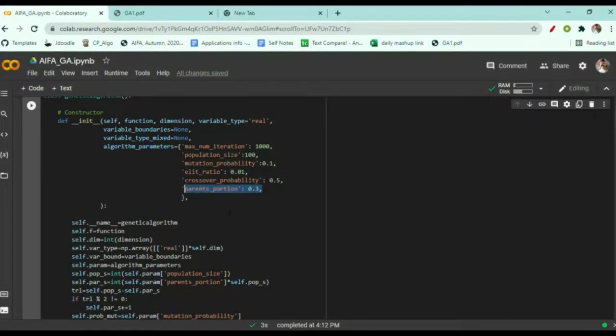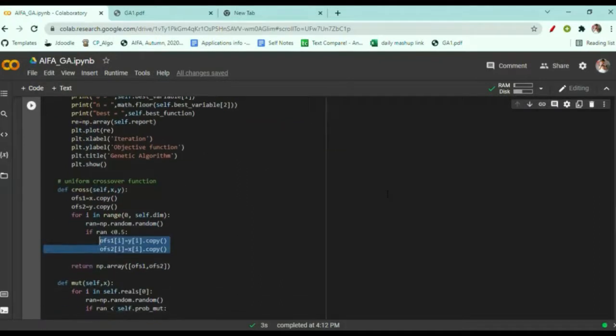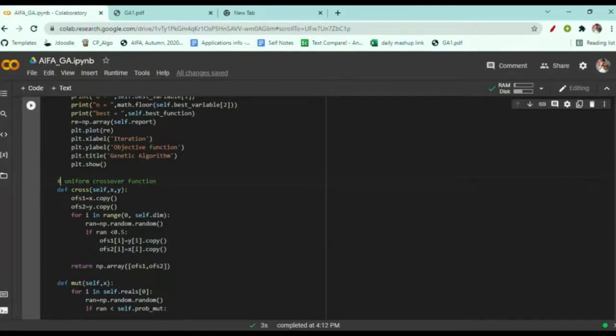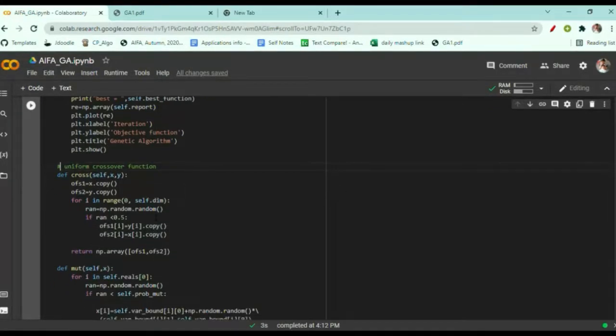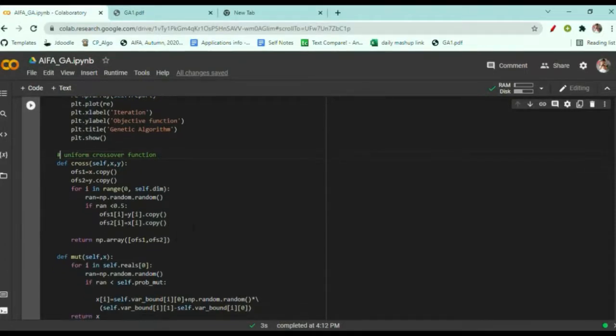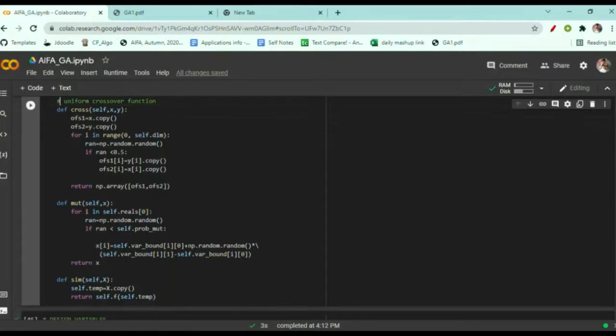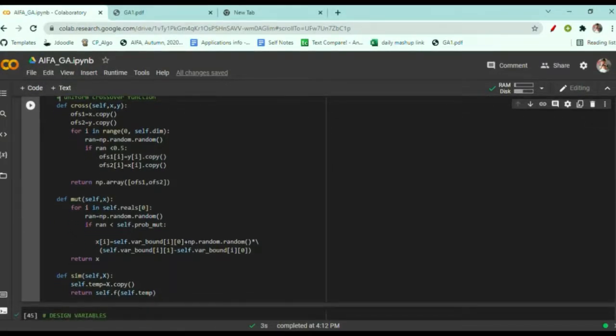Let's look at the crossover function. Here we are implementing uniform crossover, which means that given two states x and y, with uniform probability we are swapping each of the variables in the states. And now let's look at the mutation function. The mutation function means that given a state x, we are randomly shuffling a given attribute between the maximum and minimum bounds of the given variable.